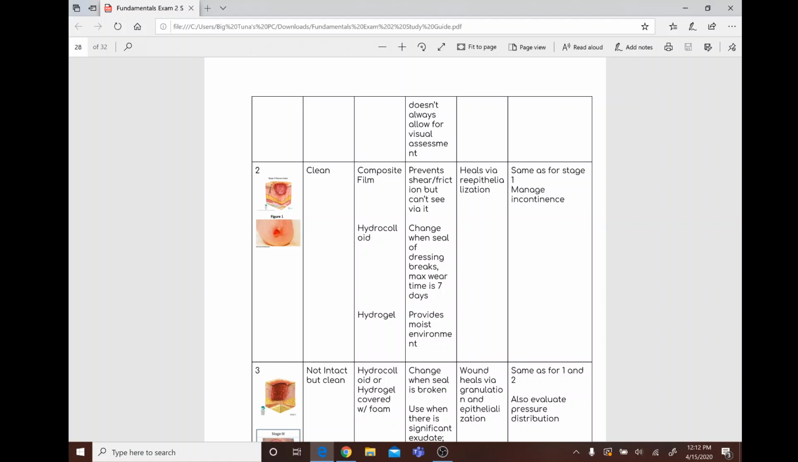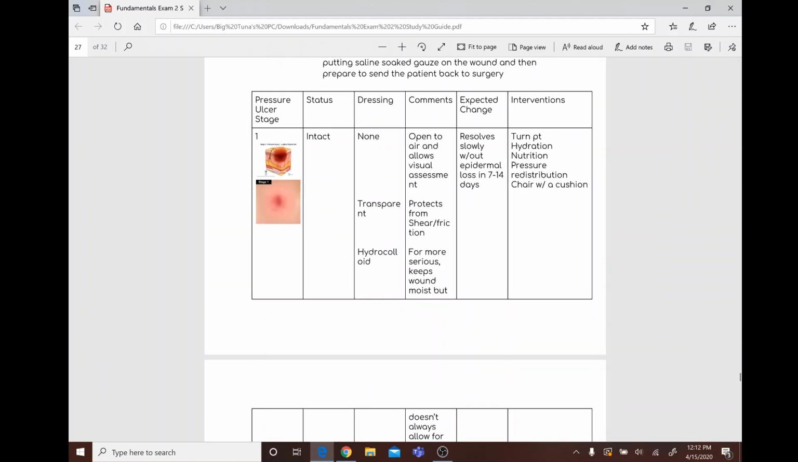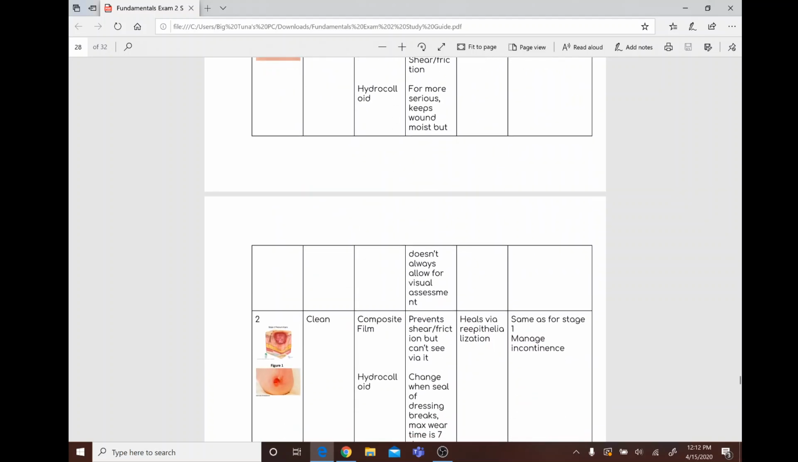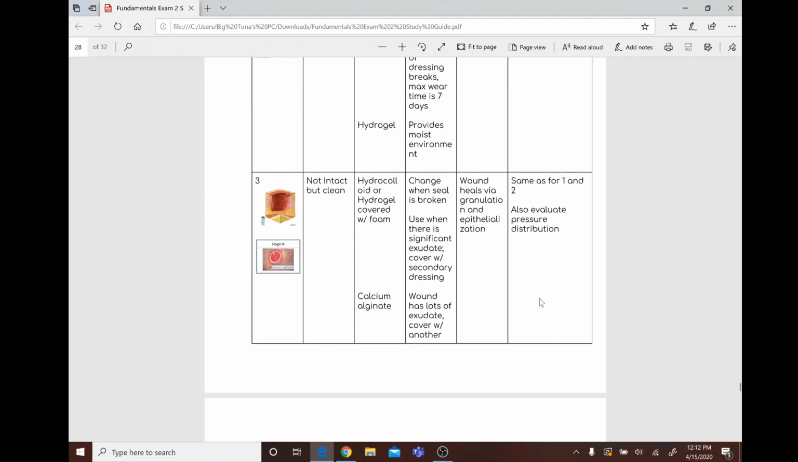Why would you use a hydrogel? Moist environment. So it heals via reepithelialization. Stage 2, what are the interventions for it? Turn patient, hydration, nutrition, pressure redistribution, chair with a cushion, manage incontinence.